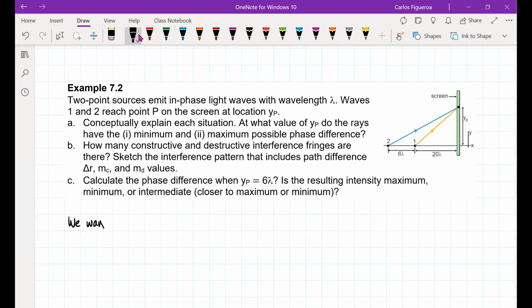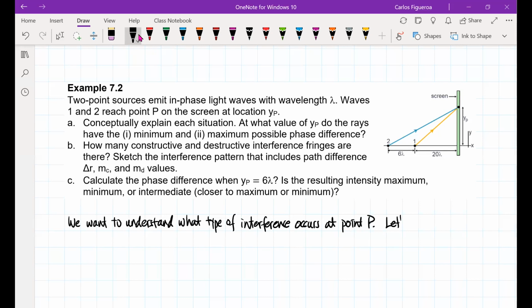We want to understand what type of interference occurs at point P. So let's define some variables for clarity.